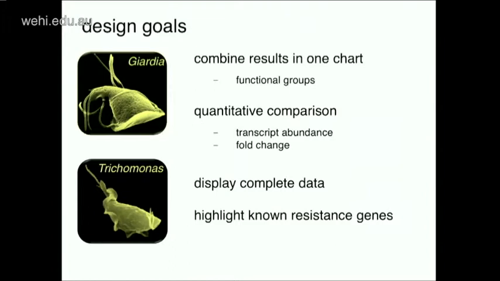So I wanted to combine the results from differential RNA sequencing from these two parasites into a single chart, and I wanted to group the genes according to their functional group. To do a quantitative comparison that actually retained as much of the quantitative data as possible, and to display as much of the result as possible within reason, as well as highlighting the known resistance genes. So there's multiple layers of information that need to be encoded in a particular way.